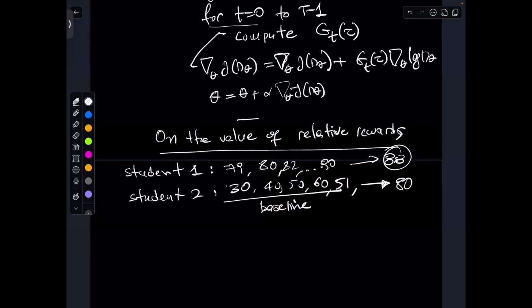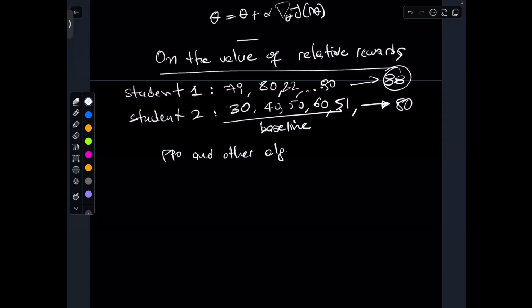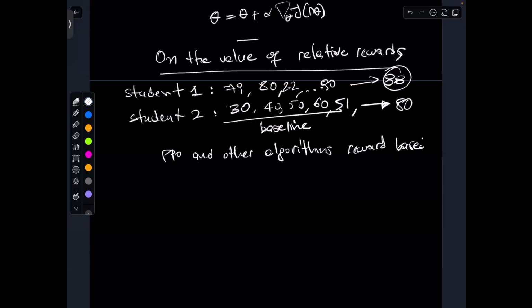So the approach, in terms of PPO and other algorithms before it, brought to the table is to introduce a scheme that looks at relative improvement over the baseline. So let me write it down. PPO, another algorithm: reward based on improvement over a baseline.